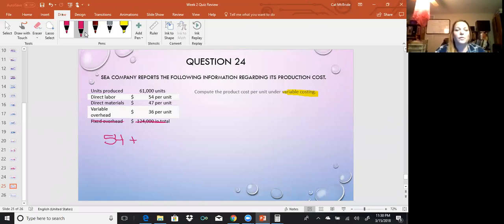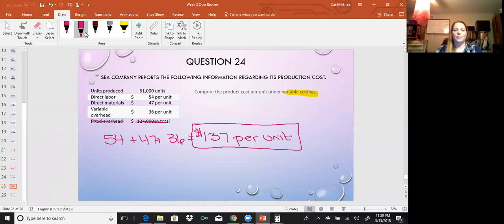54 plus 47 plus 36 is 137. I was looking at it. Does that look like the right number? Per unit. Do you agree? Oh, good. The next one's easy. Okay, so are you getting the difference between variable and absorption? Because I know we haven't worked with it much. Yes. Having only introduced it an hour ago.